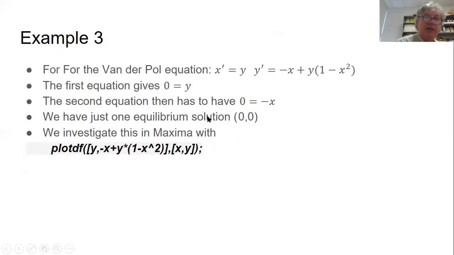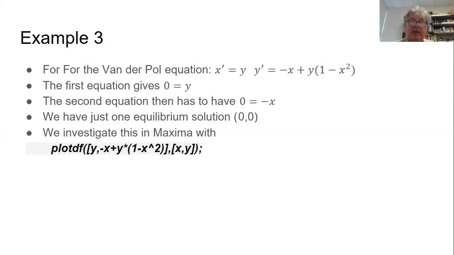And for the third example, here's the van der Pol equation. It's a famous equation, something to do with vacuum tubes, if I remember rightly. Van der Pol was some kind of engineer. We can see that it comes from a second order differential equation. Finding its equilibriums is pretty easy. Setting the first equation to be constant, we have to have y equals 0. Plug y equals 0 into the second equation, and we see that x has to be 0. So there's only one equilibrium solution, 0,0.